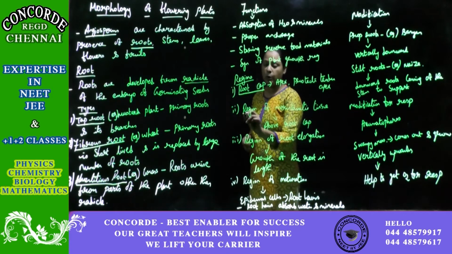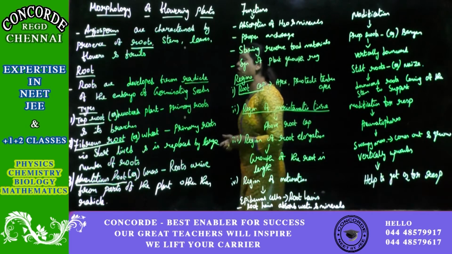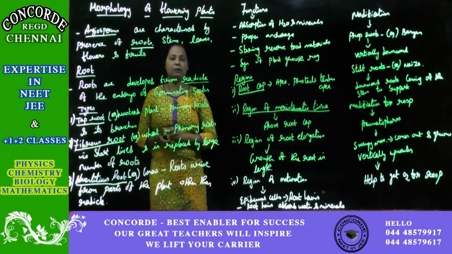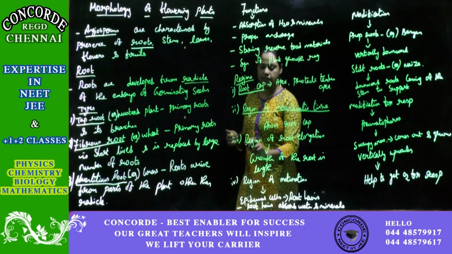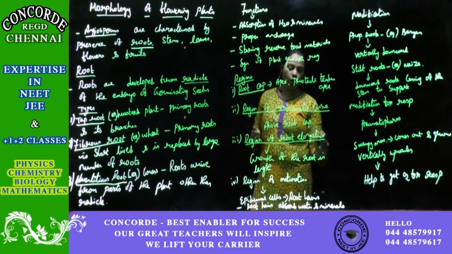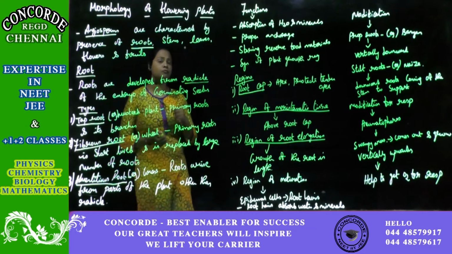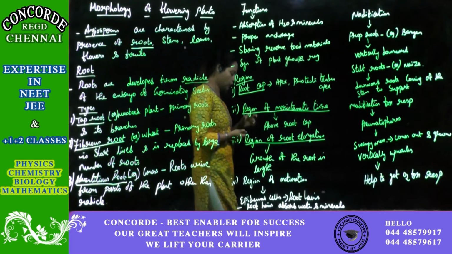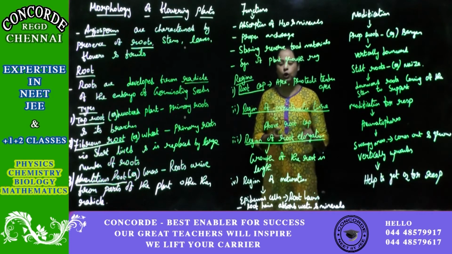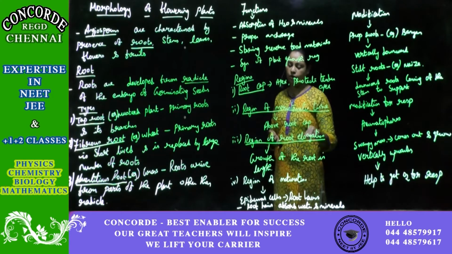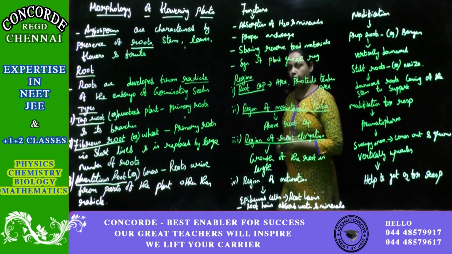Next is the region of meristematic tissue. This region will be present above the root cap. The third one is the region of elongation. Elongation means the root elongates lengthwise. For that, they require growth. So in this region of elongation, the growth takes place for the elongation of the root.